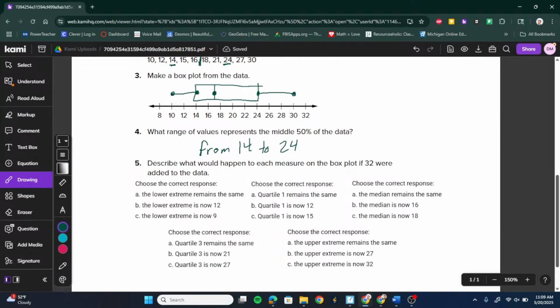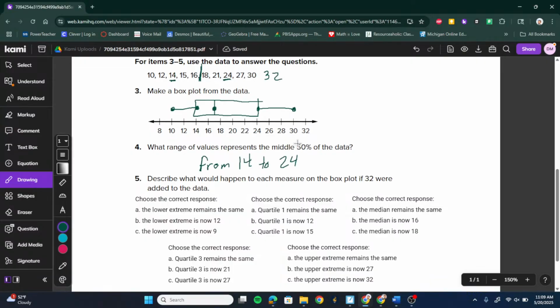Describe what would happen if you toss 32 in here. So if you toss 32 in here, the lower extreme still gets the same. It's still 10. As far as things go, 1, 2, 3, 4, 5, 6, 7, 8, 9, 10, 11. We now have 11 numbers. So 1, 2, 3, 4, 5, 6. So our median is now 18. 1, 2, 3. Our first quartile remains the same. Third quartile, 1, 2, 3. This middle right there is now 27.